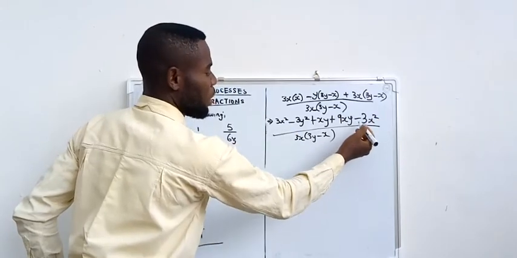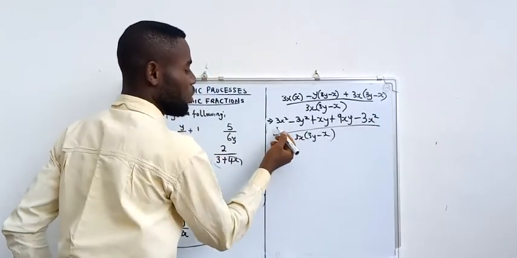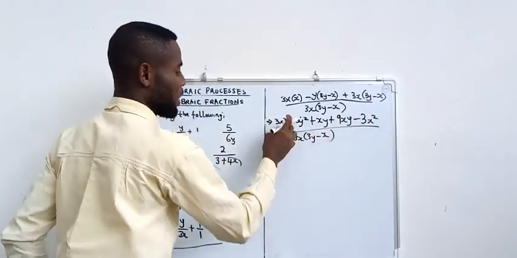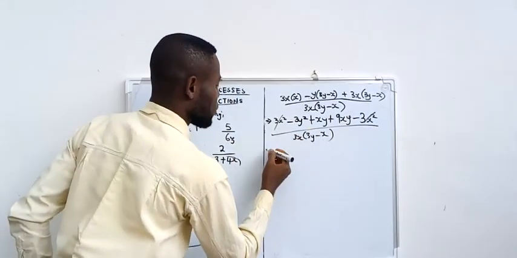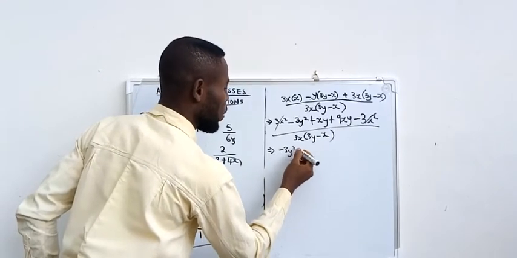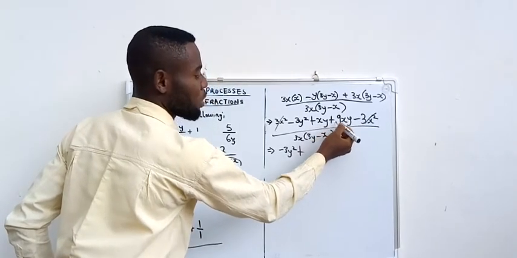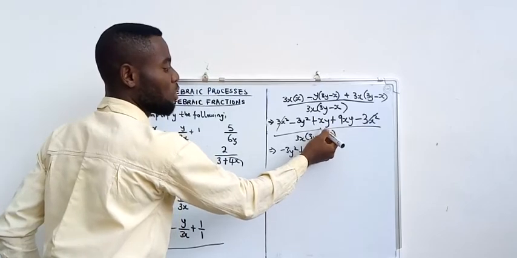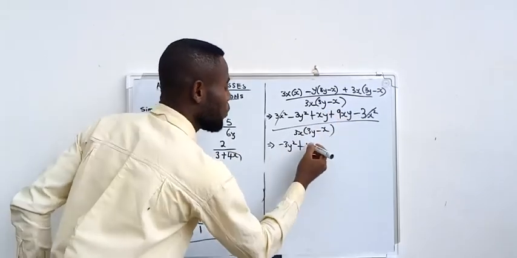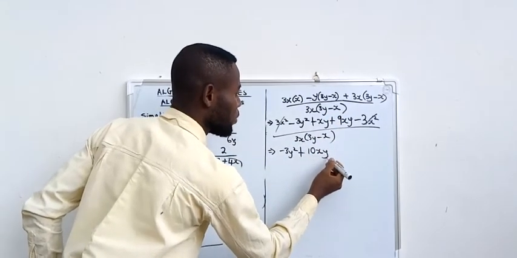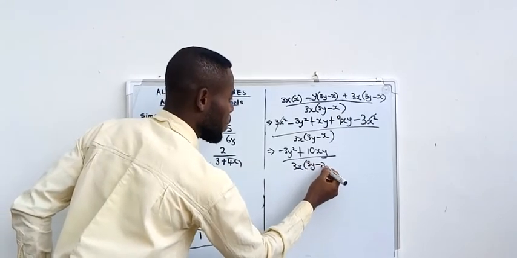Collect like terms. Now observe that we have 3x squared here, we have 3x squared here, and one is carrying negative and the other one is carrying positive. So there's no need collecting them. You can just leave them here and you cancel them. We have left minus 3y squared plus xy plus 9yx. The coefficient of xy here is 1, so we can say 1xy plus 9xy will give us 10xy over 3x bracket 3y minus x.